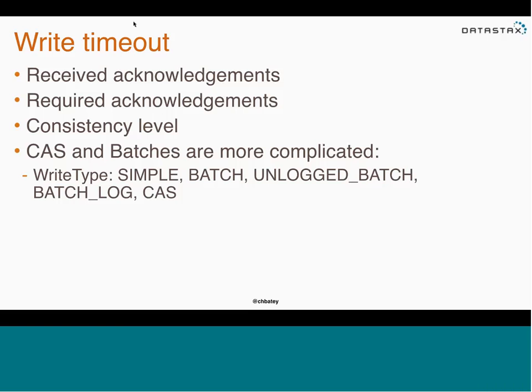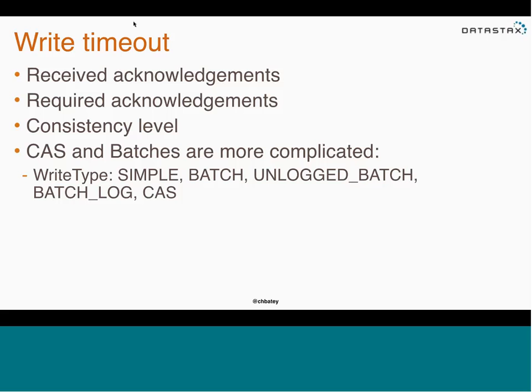And if you're using a DataStax driver, the driver is actually going to tell you this. So when you get a write failure back, all write failures are not equal. They're all going to include this information: how many acknowledgements it got, and how many it required based on your consistency level.